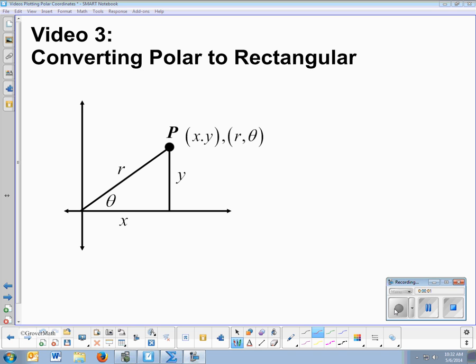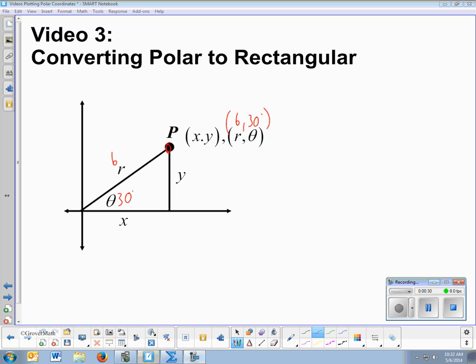Hey guys, welcome to video 3, converting polar to rectangular. So we have this image here, and what we're saying is, let's say we have a polar coordinate. Like, let's say we know this is a 30-degree angle, and we know this distance r is 6. That would give us a polar coordinate of something like 6 comma 30 degrees. But what we want to do in this lecture is decide, well, what would that be x comma y?